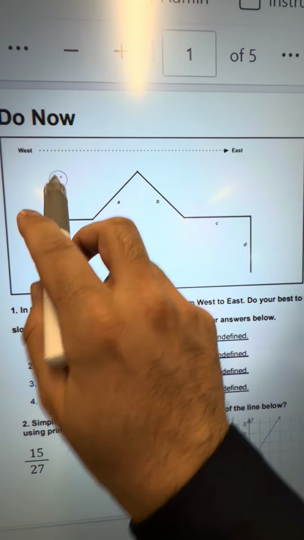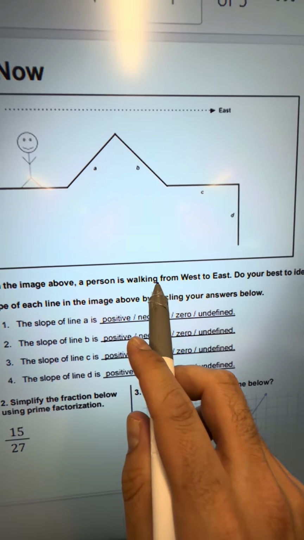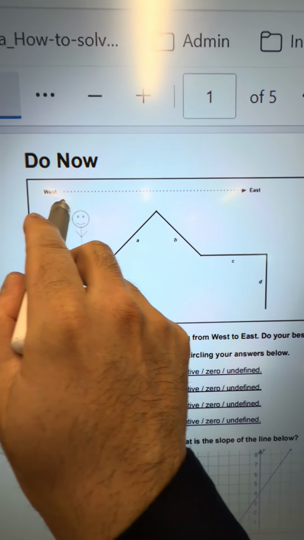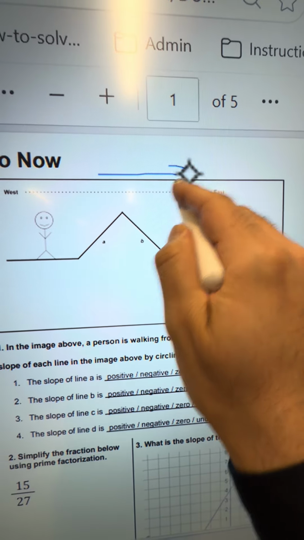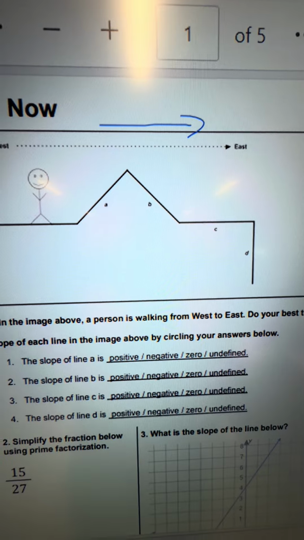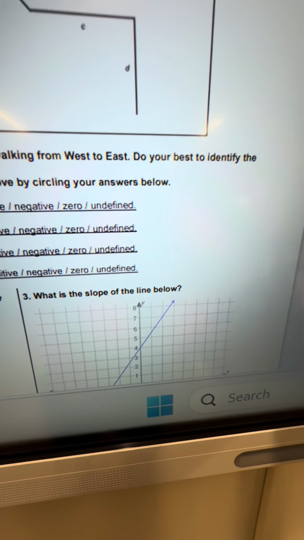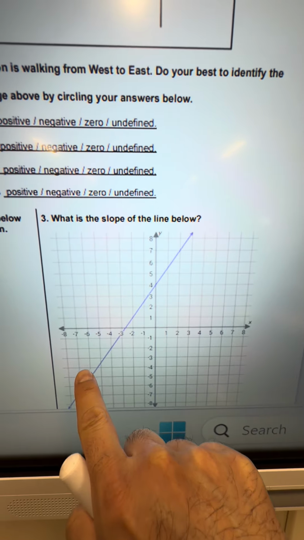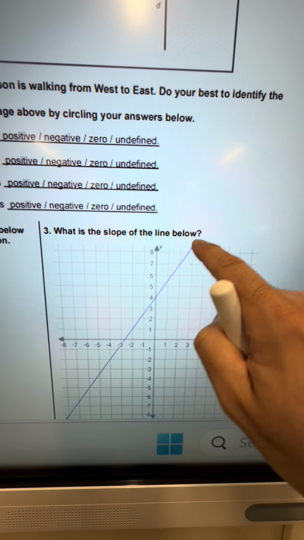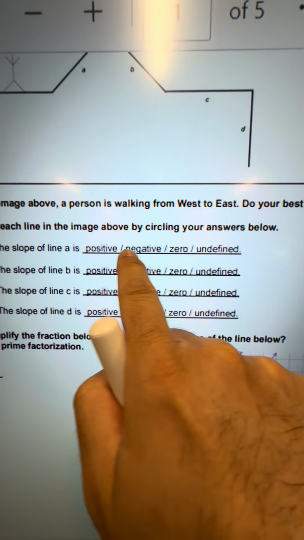In this line, notice that they said that the person is walking from west to east. So here's west, here's east. So walking in this direction, you're going that way. And anytime you read a graph of a line, whenever we're looking at graphs of lines like this over here, you're always going to be reading it like you read a sentence from left to right. So always scan it from here, going in that direction, to figure out if it's a positive, negative, 0, or undefined slope.